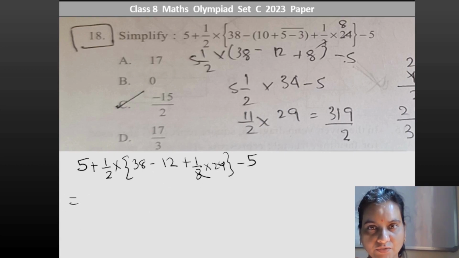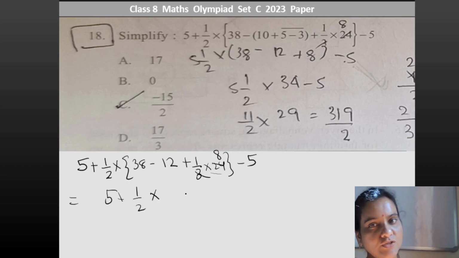3 ones are 3, 3 eights are 24. So multiplication we solved it. Now 5 plus half into 38 minus 12. How much will it be? It will be 26. 26 plus 1 into 8 is 8. So 26 plus 8 is 34.